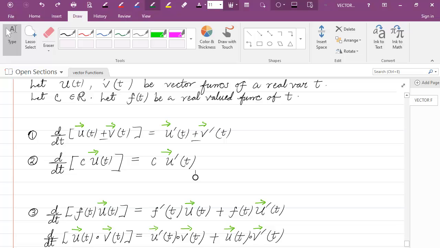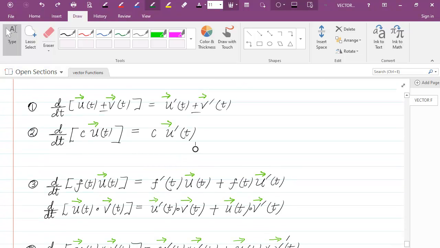Rule number two is that the derivative of c times u of t is the same as c times the derivative of u. So it tells us that if we have a constant factor in the function, then the constant factor can be taken outside of the derivative, and we get c times the derivative of u of t.